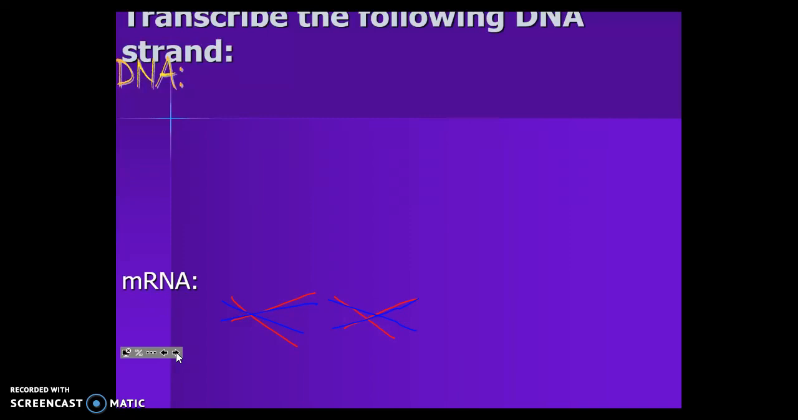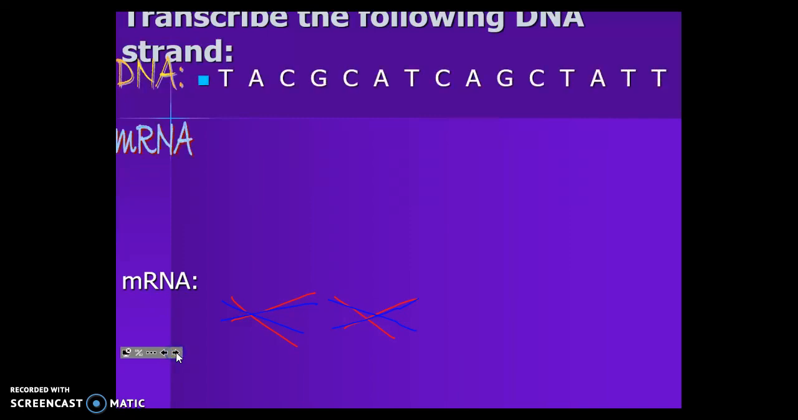So take a moment. We're going to test you one more time. You've got this DNA strand. I want you to take a moment, pause the video, and create the transcript from this DNA strand. This is on page 10. Your transcript should have come out to be AUGCGUAGUCGAUAA. Cut them into codons.